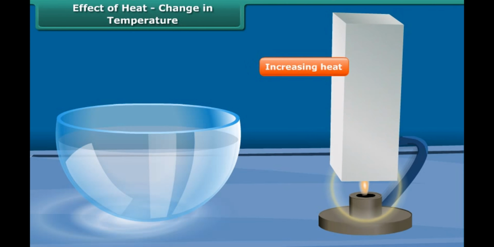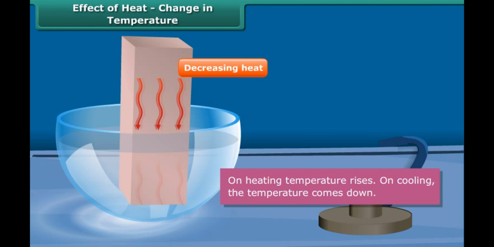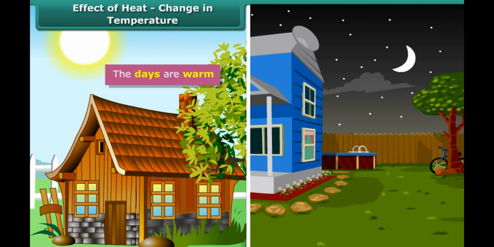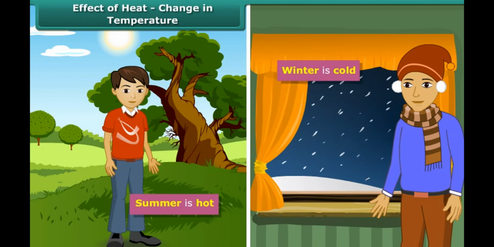We observe a change in temperature on heating. On heating, temperature rises, and on cooling, the temperature comes down. In nature, the sun's energy brings about a change in temperature. The days are warm, while the nights are cool. Summer is hot, winter is cold.